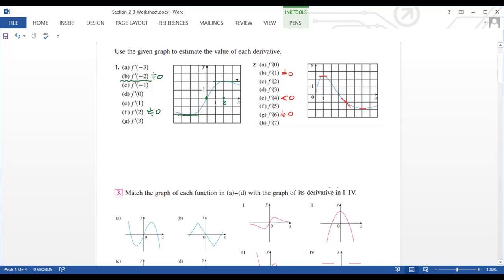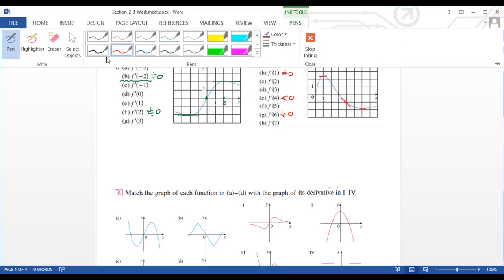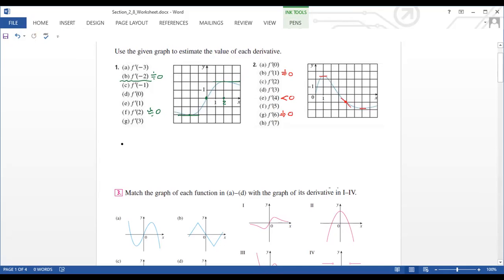Remember what we did before: if f of x is increasing on a certain interval, then the derivative on that interval will always be greater than 0. It's because as it's increasing, the tangent line goes like this, so the slope of a climbing tangent line will always be positive, right?